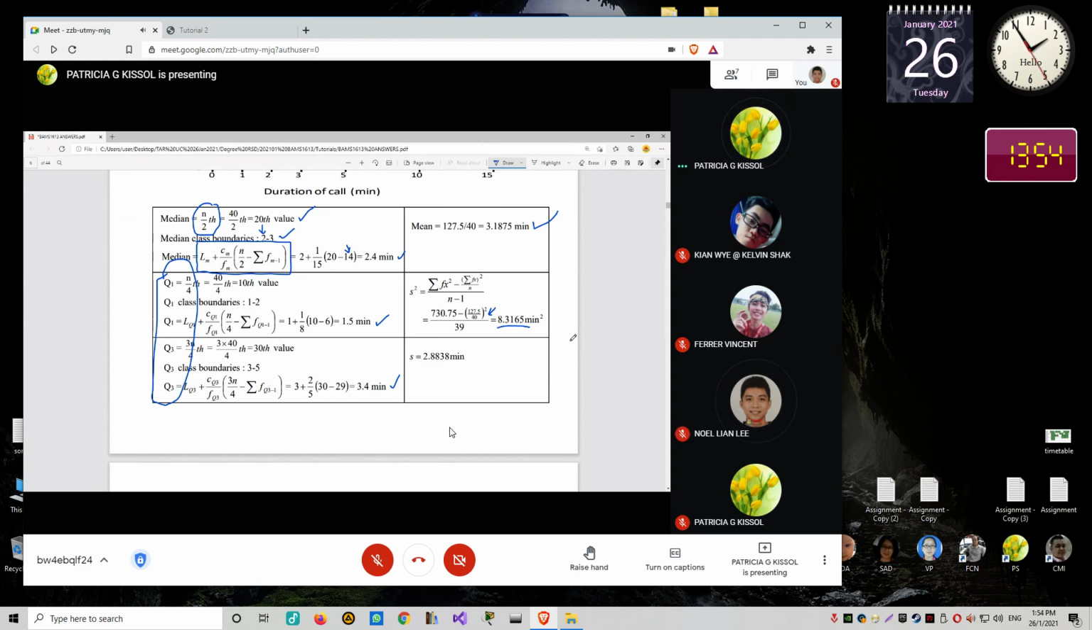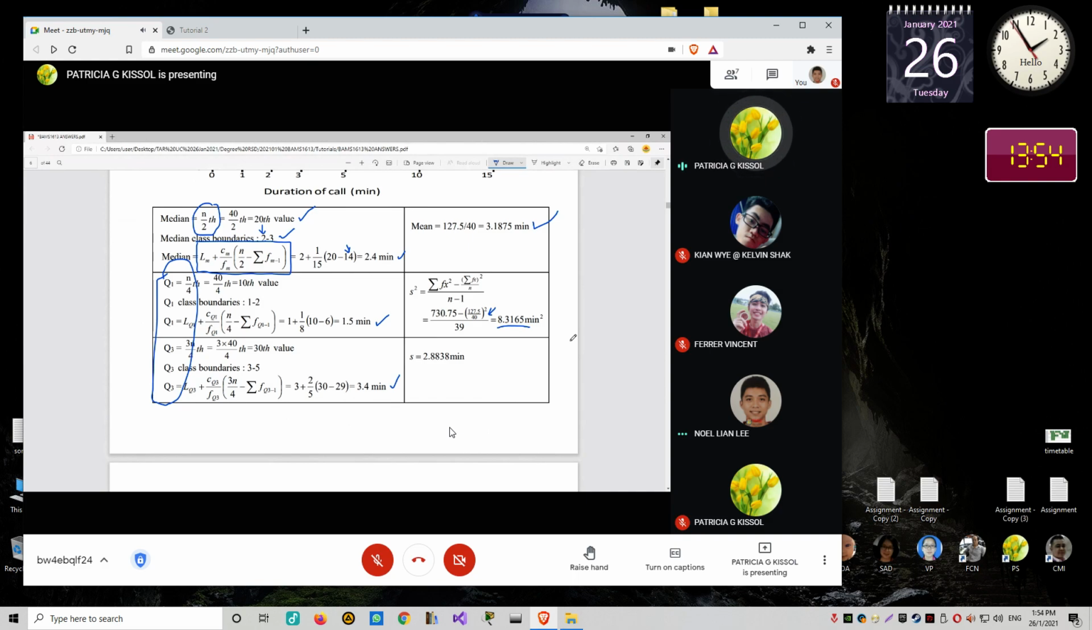I mean, it should be 127.5 to the power 2, and then you divide by 40. Okay, then 730.75 minus the answer, and then divide by 39, and then square root it. Yeah, correct. No, the answer is not correct.